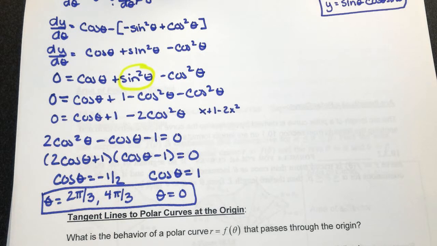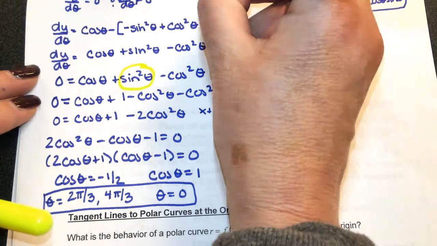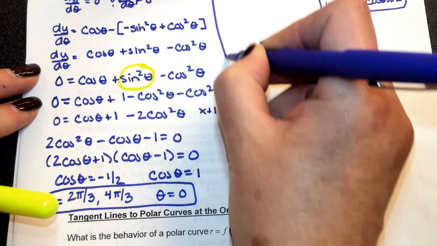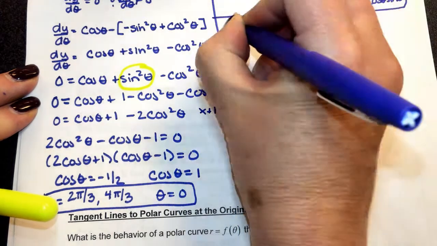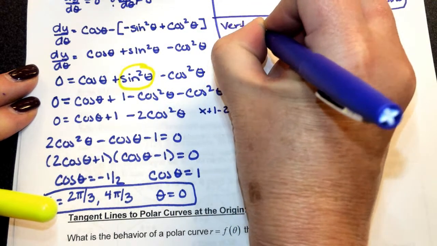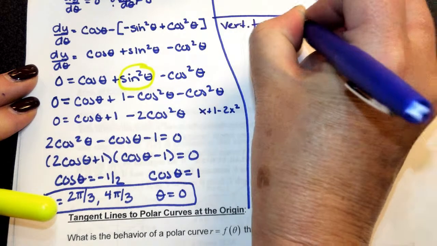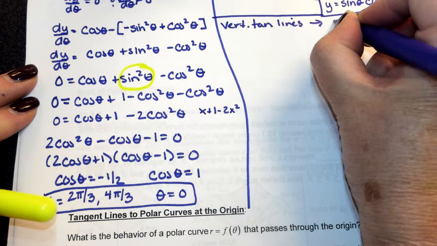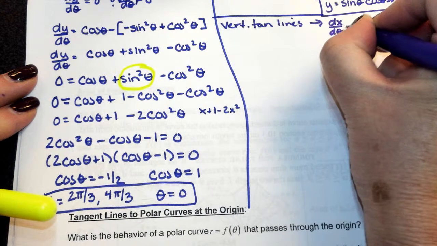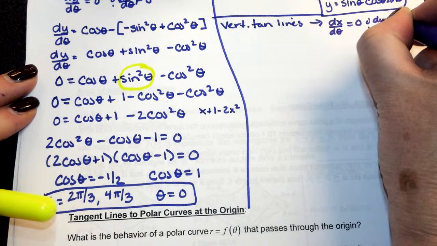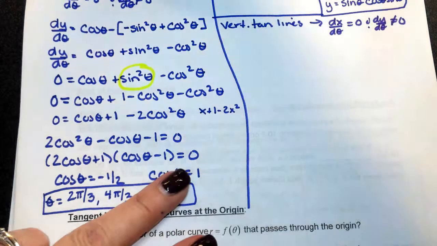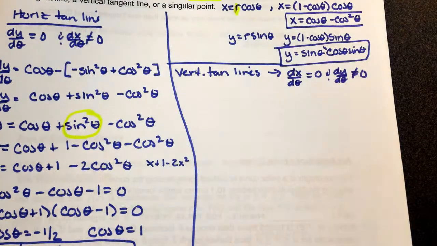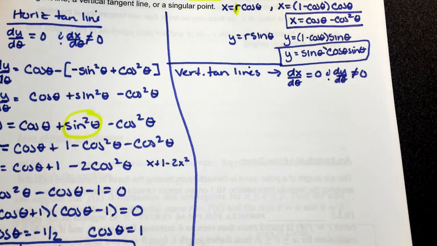Are we good then? So this is where now we have to confirm whether or not our dx d theta is equal to 0 at these particular points. So they also want me to do vertical tangent lines. So remember, vertical tangent lines occur when dx d theta is equal to 0 and dy d theta is not equal to 0. I know where dy d theta is equal to 0 because I just found that.